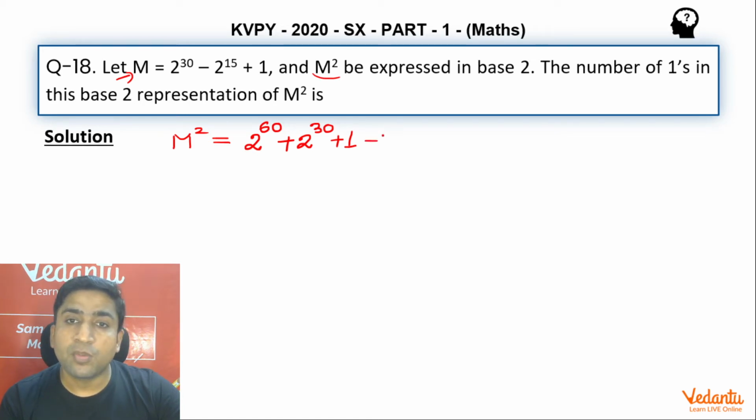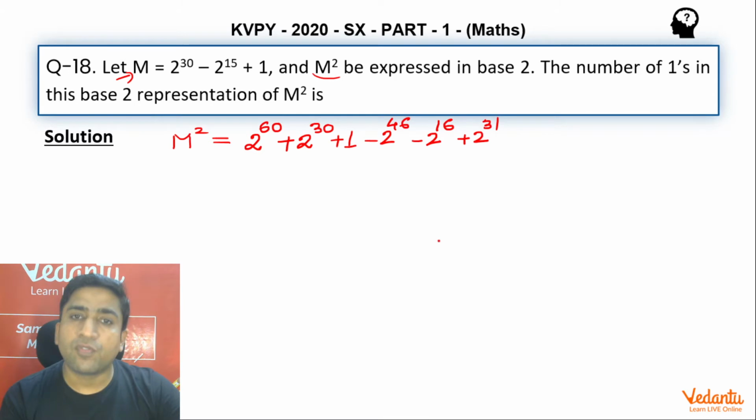Practically it's going to be 2 to the power 46 with a minus sign, and then minus 2 to the power 16, and then 2 to the power 31 overall. I hope everyone of you is perfectly fine.